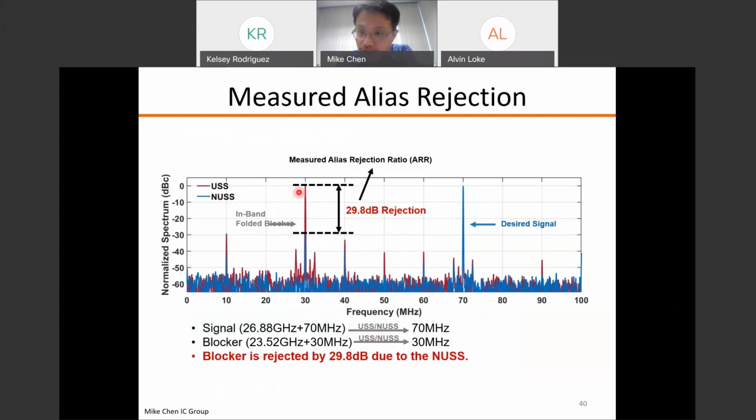So look at what we got, right? So here, the spectrum that I'm showing you is that, the prototype, we can program that into uniform subsampling or non-uniform subsampling, right? Which is shown in red and blue. So you can see that, once I activate the non-uniform subsampling, I can reduce that aliasing by as much as 29 dB rejection.